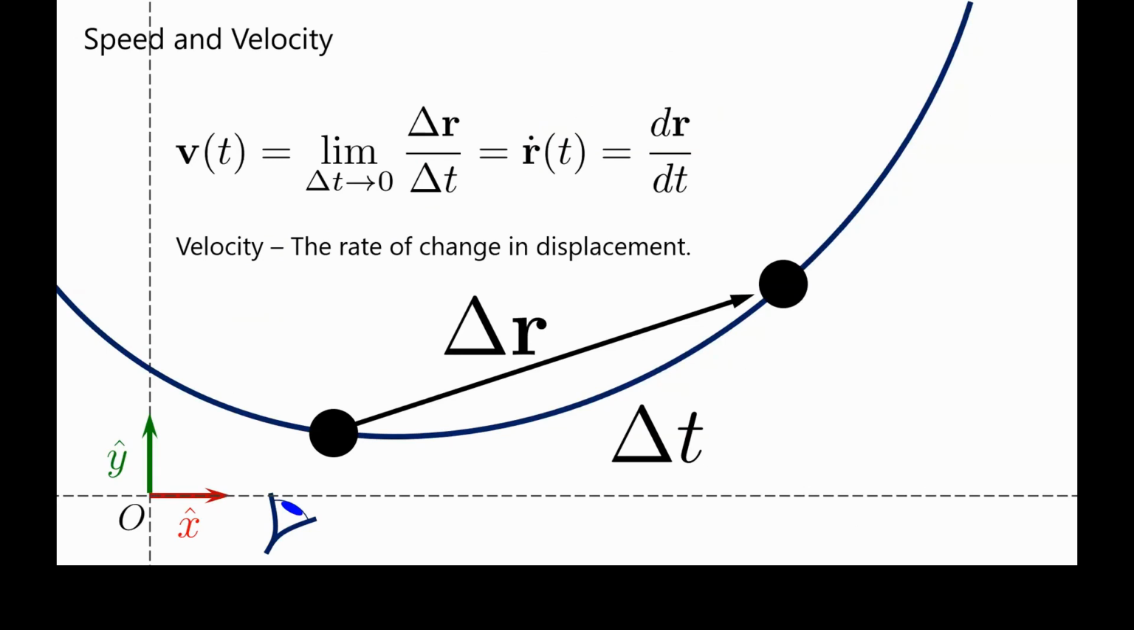So since we have defined our displacement vector and your path coordinate in 2 dimensions, let's go to speed and velocity. Again, velocity is the rate of change in the displacement. So you have your displacement delta R, and then how much does it change over time? That would be your velocity. In symbols, this would be the limit of delta R over delta T as delta T approaches 0, or you can also write it as R of T dot.